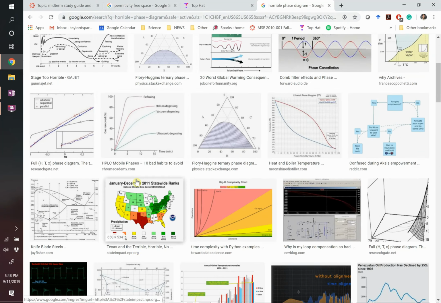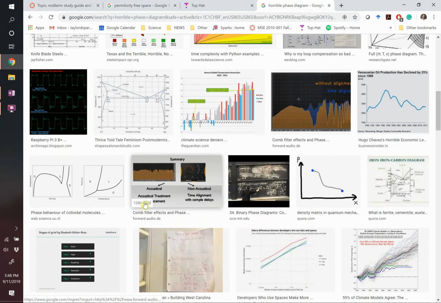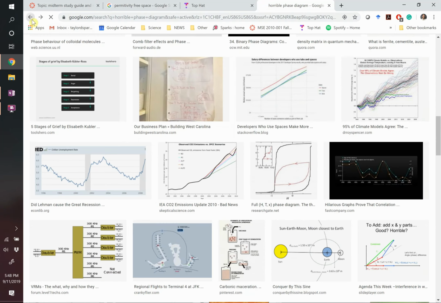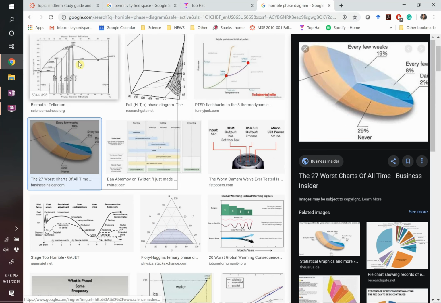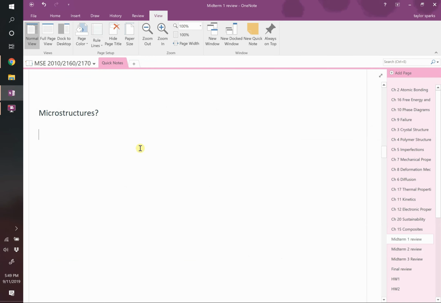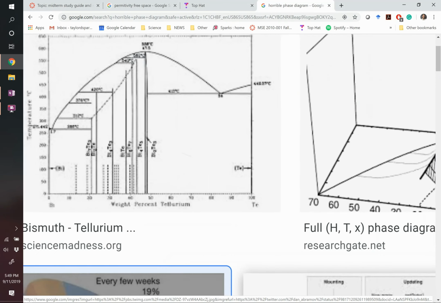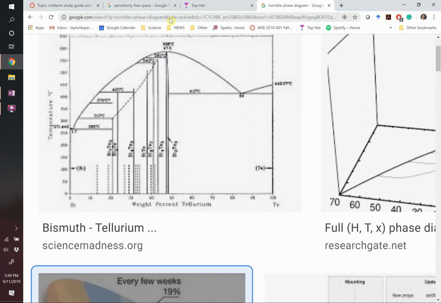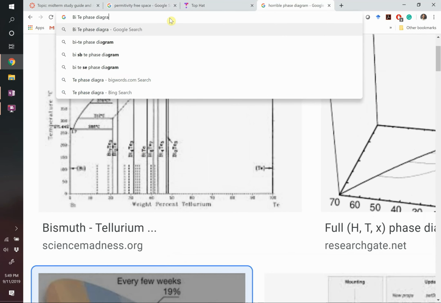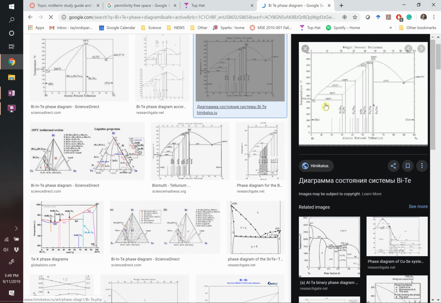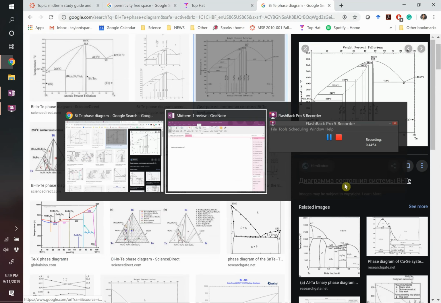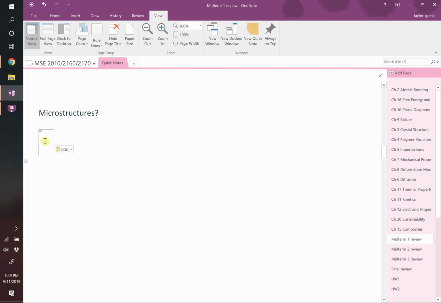Water's not so bad. Where was the one just back a page? This one here. This looks horrible. That one is the one we want. Is it going to be big enough to do, though? Maybe? That is the bismuth and tellurium phase diagram. Okay, that is a horrible one. Okay, something like this.